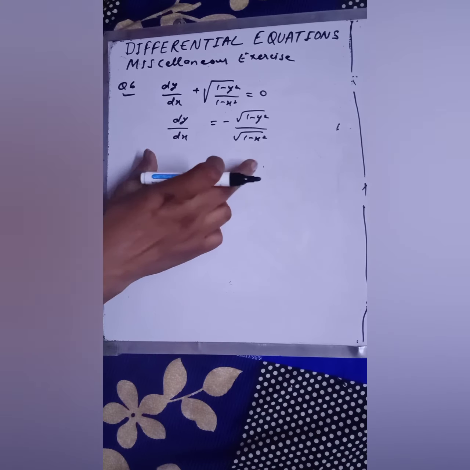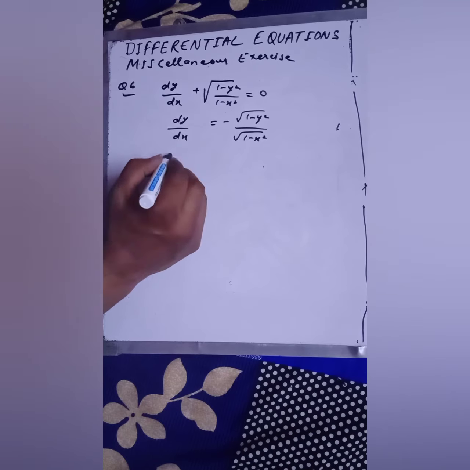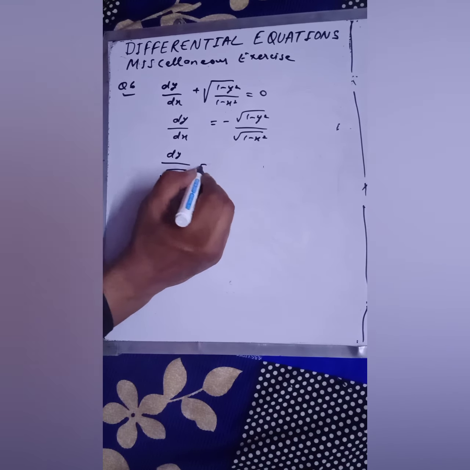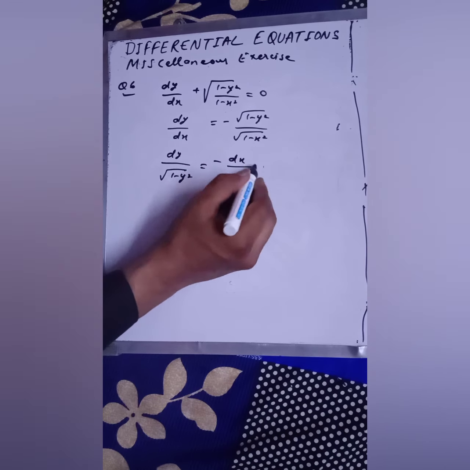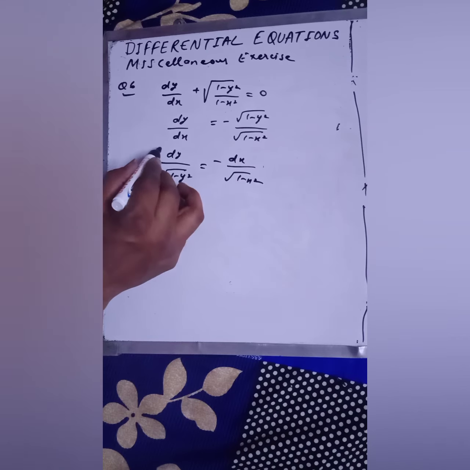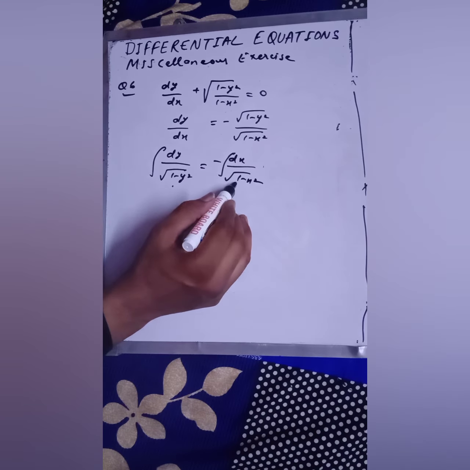तो बेटा जैसा आपने एक्सरसाइज 9.4 में करा था ना, सेपरेट कर दो इसे. So dy over under root 1 minus y square, that is equals to minus dx over under root 1 minus x square. Okay, integrating both sides, just you have to integrate both sides, and integration this you know, integration this you know.